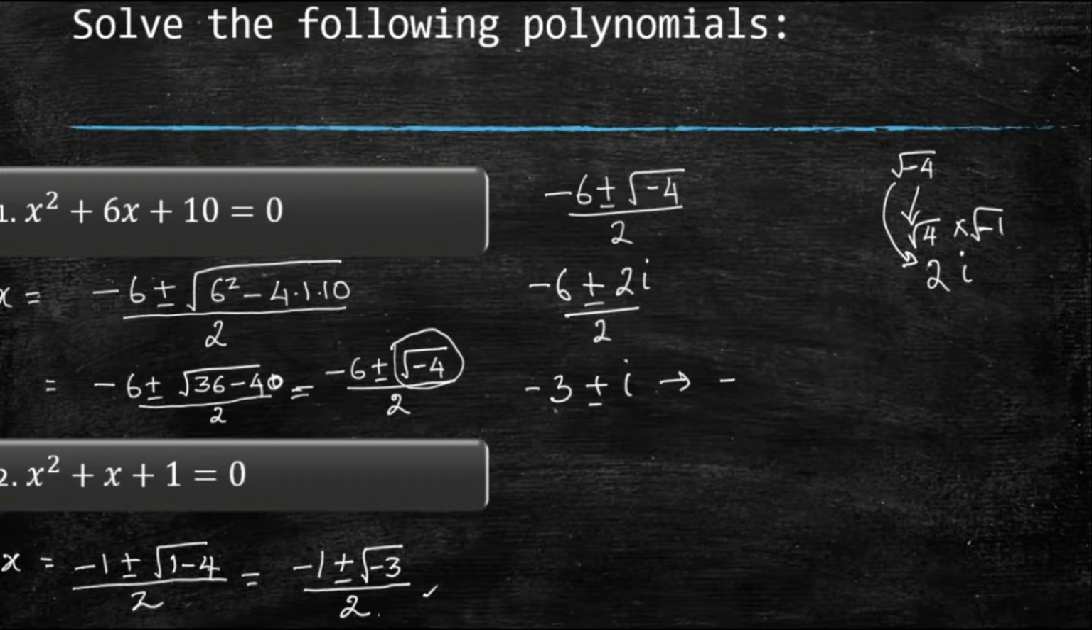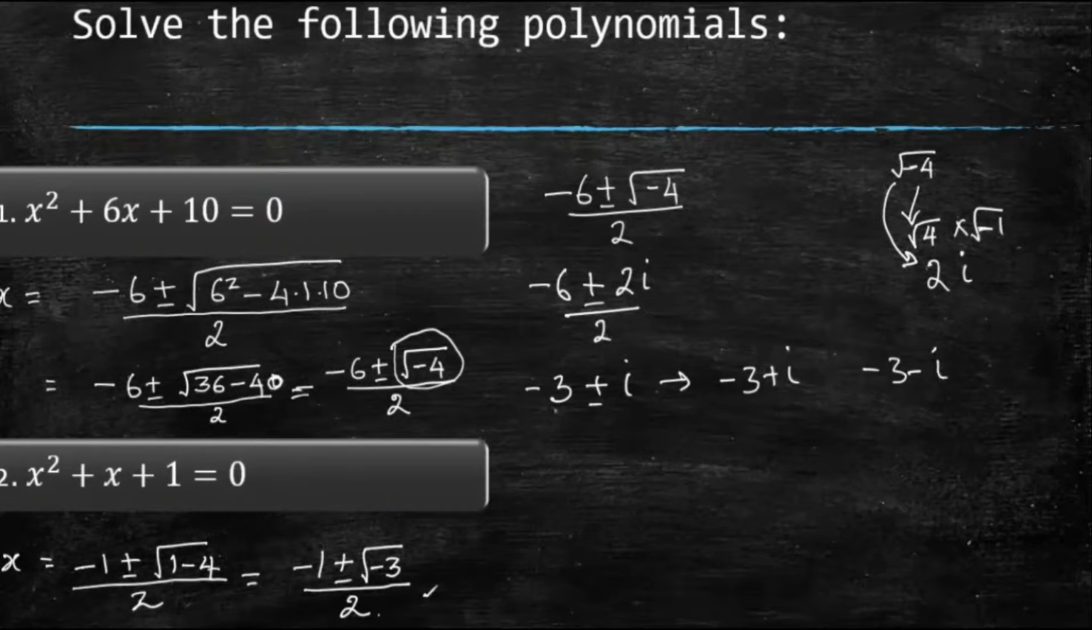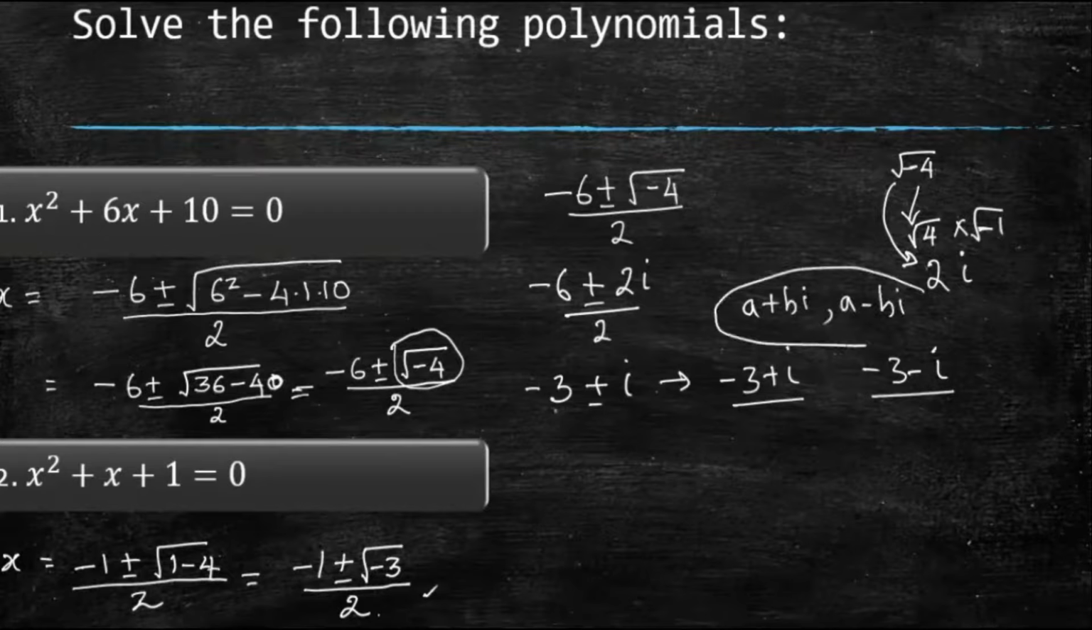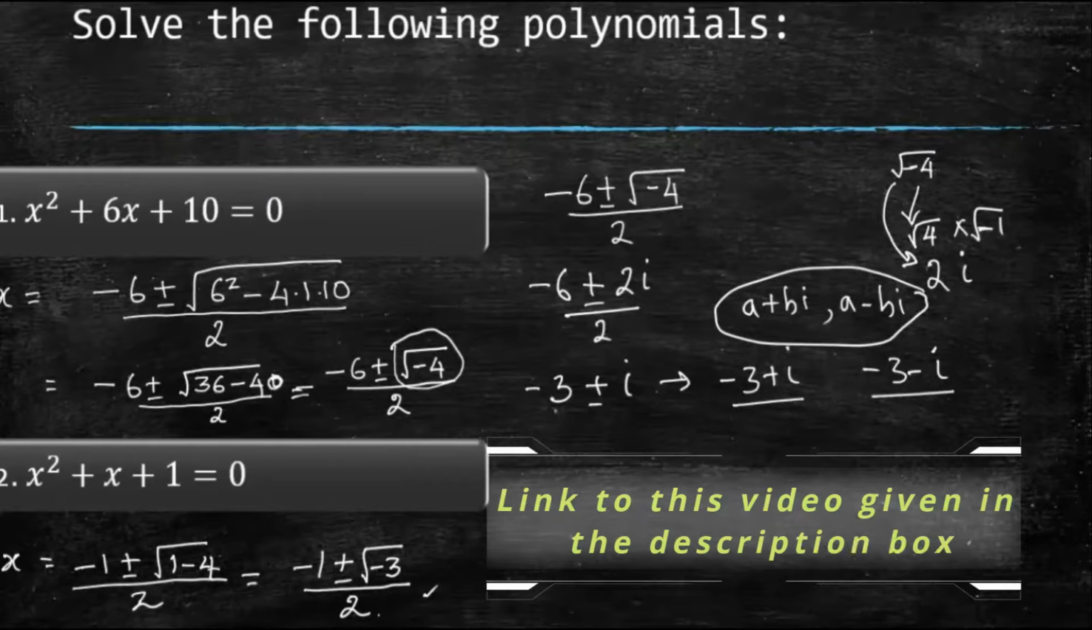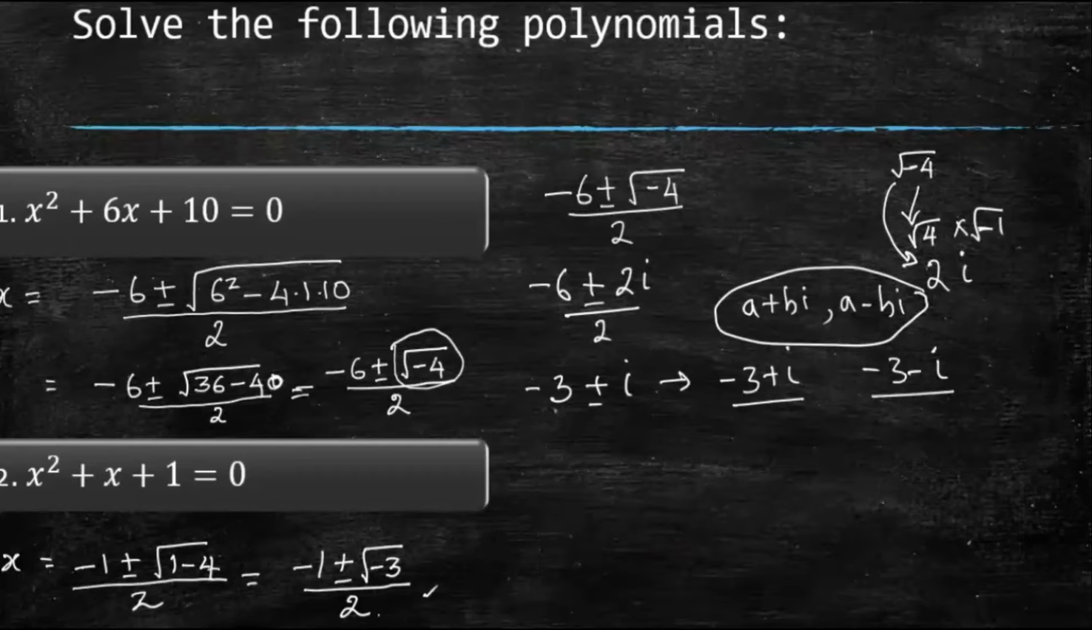Actually, minus 3 plus i is one answer and minus 3 minus i is another one. And you can see that they are conjugates of each other. So a plus bi and a minus bi are called conjugates. If you have watched my previous video, you know what a conjugate is. Conjugate is changing the sign of the imaginary part. Plus b becomes minus b, but the a, the real part, remains as it is.